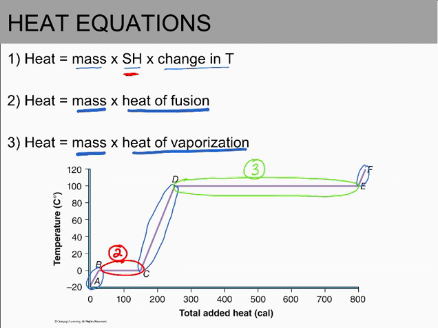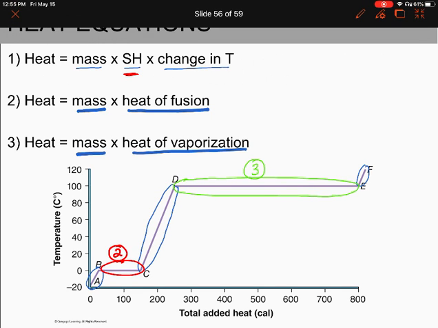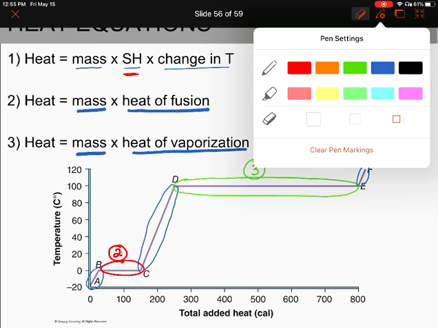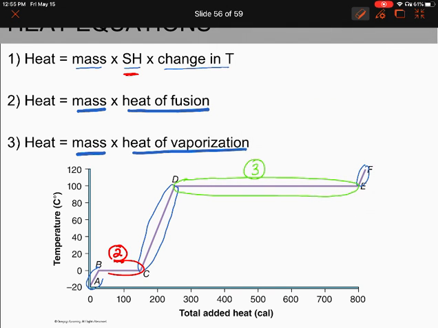Okay, so I know that's a lot. Let's actually put it all together into an example. Let's say a scientist has 1 gram of ice at -4 degrees Celsius. How much energy will it take to melt the ice at 0 degrees Celsius and then boil the liquid at 100 degrees Celsius? Let me just clear some space. Oh, I need a bigger eraser. There we go.